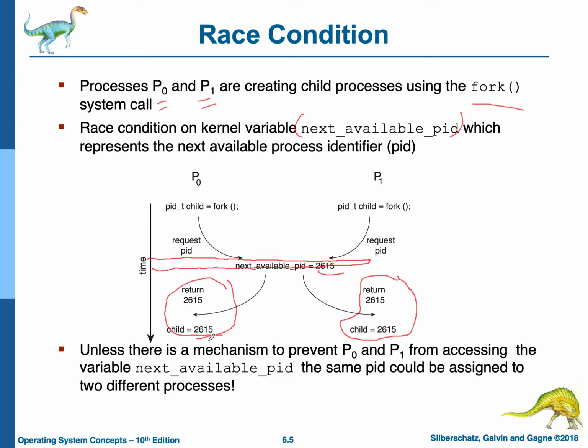Both will get the PID 2615. However, it is expected that both will get different PIDs. Maybe one will get 2615 and another will get 2616. But a mishap has happened: the timing has not been managed properly, and both processes were allowed to access shared memory, shared data. Now this condition is called a race condition, right?